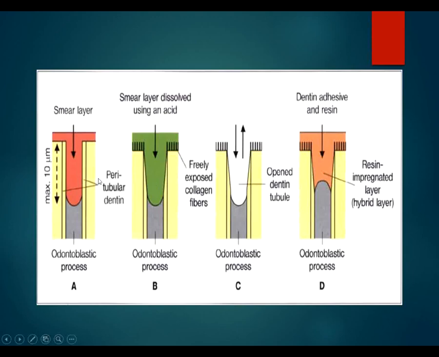In the picture you can see that when we do tooth preparation, a smear layer is formed over the tooth surface. When we apply etchant, it will remove the smear layer and open the dentine tubules. When we apply adhesive, it is locked within the dentine tubules and forms a micromechanical bond with the tooth structure.